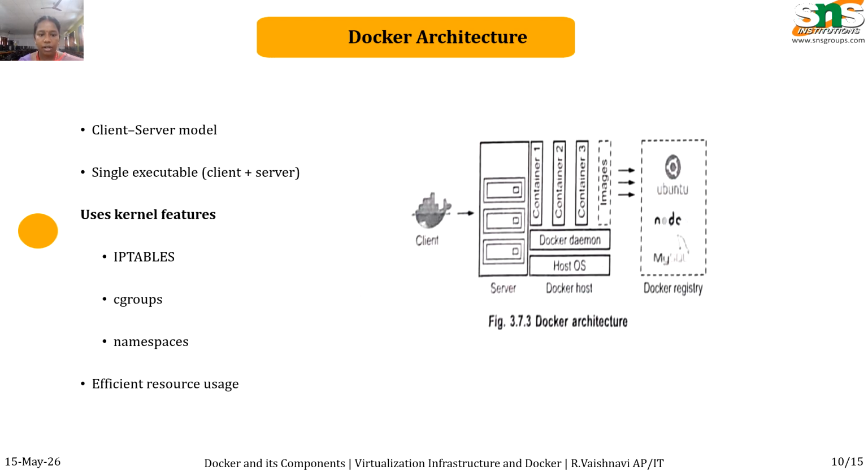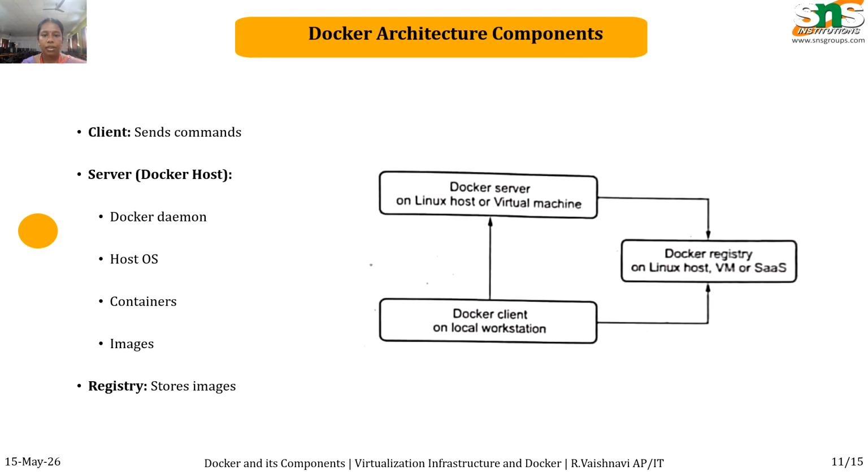Next, we have the Docker architecture. In Docker architecture, we have the client, and then server, and then Docker host, and finally Docker registry. It is a client-server model, but it is a single executable. Here it uses kernel features such as iptables, cgroups, and namespaces. It is efficient in resource usage. Next one, architecture components. Here we have a client that sends commands. The server will have Docker, host OS, container, and image. The registry stores the images.